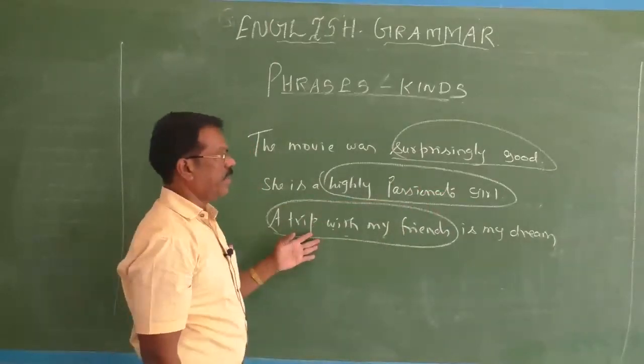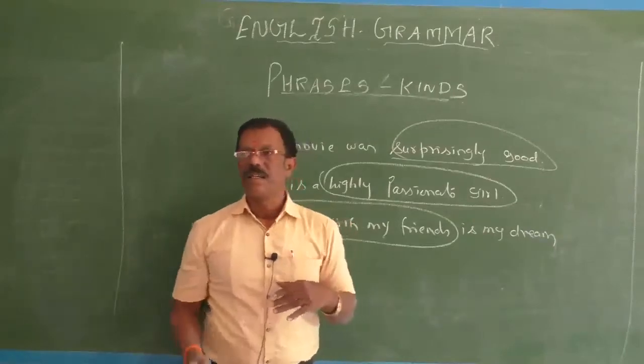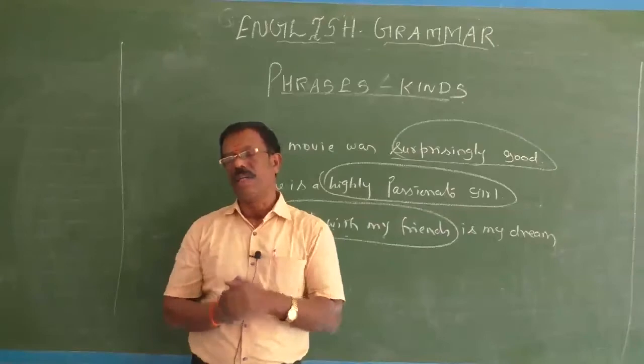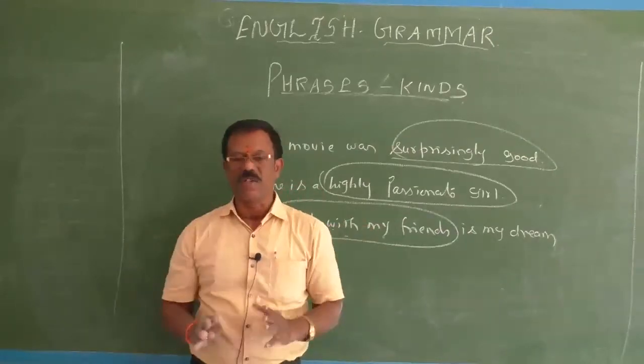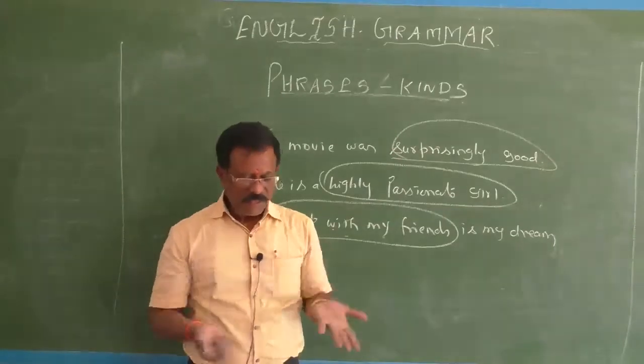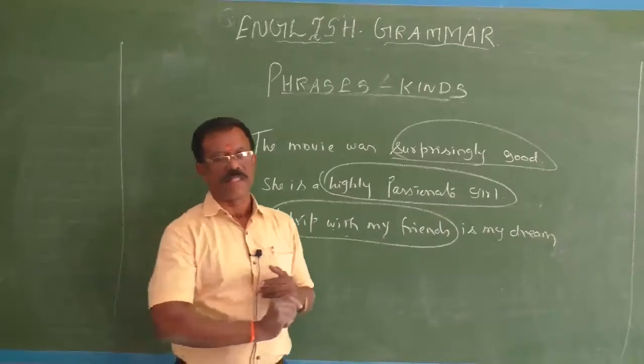So it comes in the beginning of a sentence, it comes at the end of a sentence. So an adjective phrase is a group of words that describes a noun. It does the function of an adjective in a sentence. An adjective phrase may come in the beginning of a sentence or in the middle of a sentence, or at the end of a sentence.